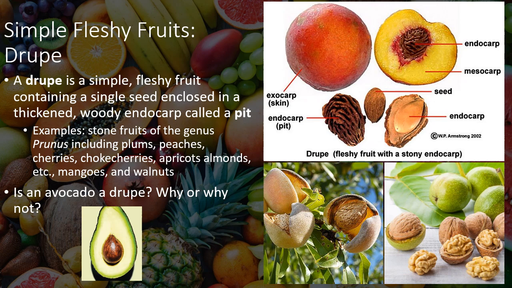And then the endocarp or inner fruit of an avocado is this pale, creamy colored flesh that makes up the majority of the volume of the avocado. And then within that, we have a seed. But the seed notably does not have a thick woody pit protecting it. It's just a single seed. So an avocado is not a drupe.